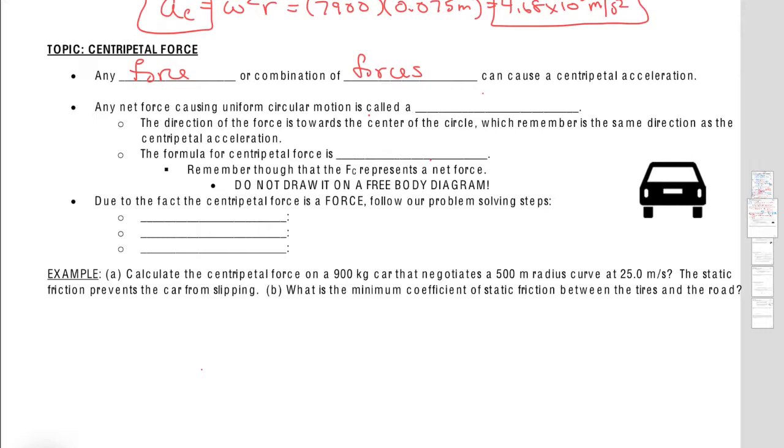One thing to note is that the centripetal force, which we're about to talk about, is not a set force like friction or weight. It is what causes the centripetal or circular motion. So any net force that causes UCM, or uniform circular motion, we call it centripetal force. So this is not one of those forces that you draw on your free body diagram. This is one of those forces that is your net force.